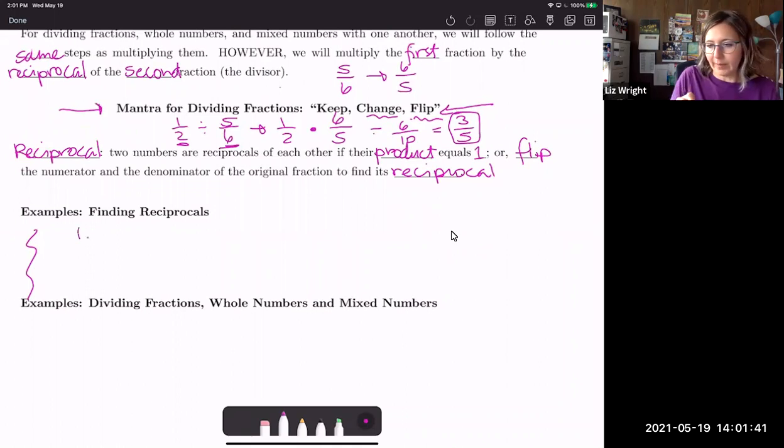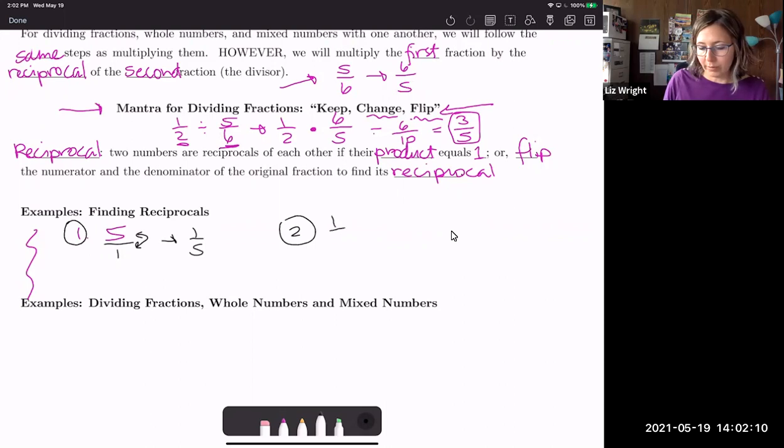So I showed you one up above about 5/6. Well, what if we just had the number 5? What would be the reciprocal of just 5? What do you think? 5 is over what number? 5 is essentially over 1, right? So the reciprocal of 5, if we flip it, would be 1/5. What about if I gave you the example of 1/3? The reciprocal of that, flip it, would be 3/1. That would be a reciprocal.